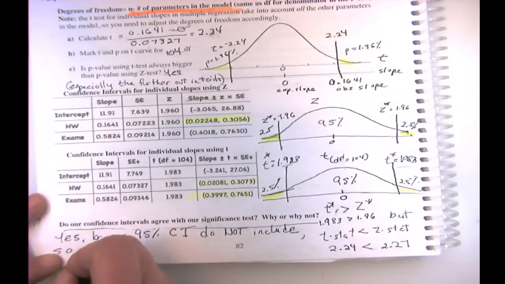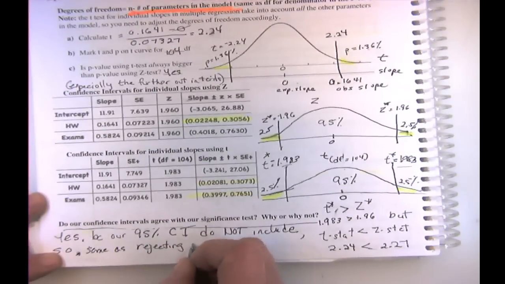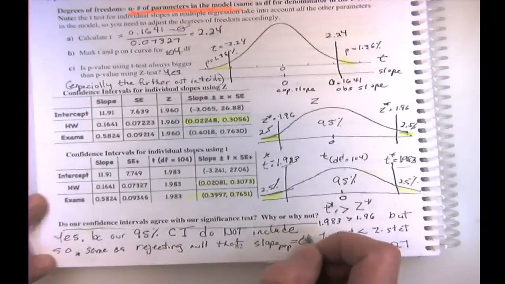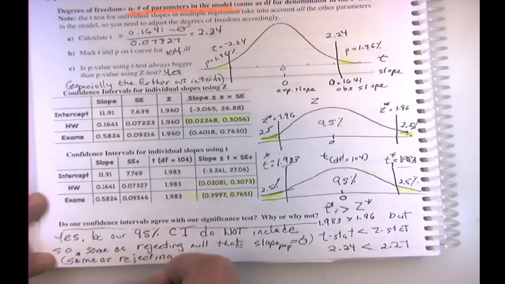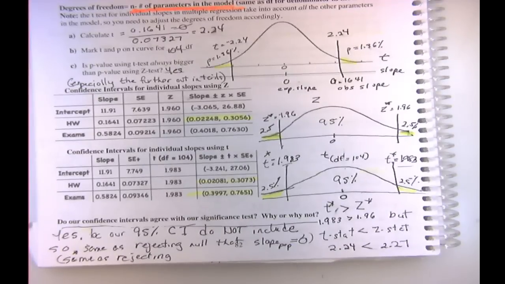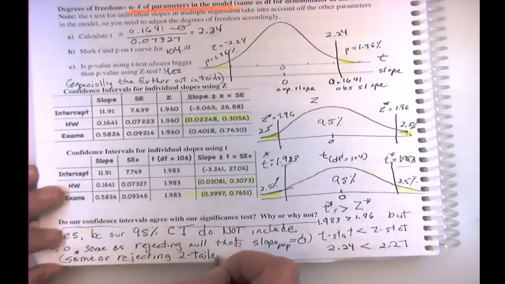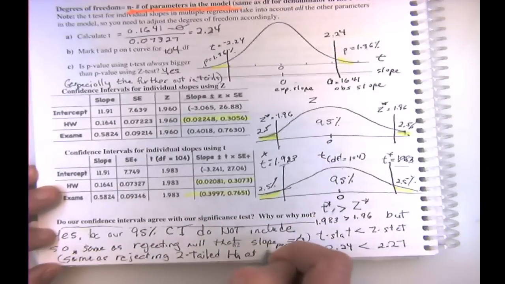So it's the same as rejecting the null that this population slope, the slope in the population, is equal to 0. It's the same at what level? It's the same as rejecting the null, rejecting a two-tailed alternative at 5%, at alpha equals 0.05.